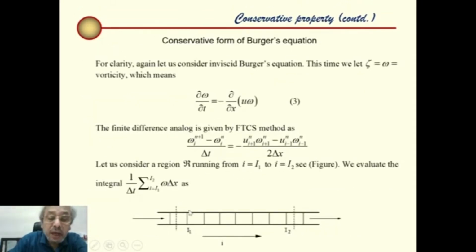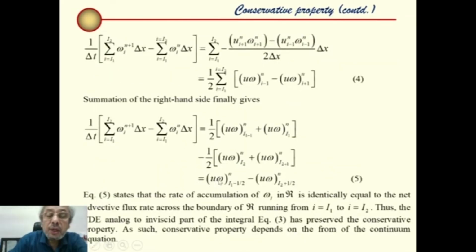Now I1 is this point and I1 minus 1 is this. So I1 minus 1 plus I1 average is flux at here. Similarly, I2 plus 1 average is I2 plus half flux at this dotted line. So U omega flux at I1 minus half minus U omega I2 plus half at nth level.